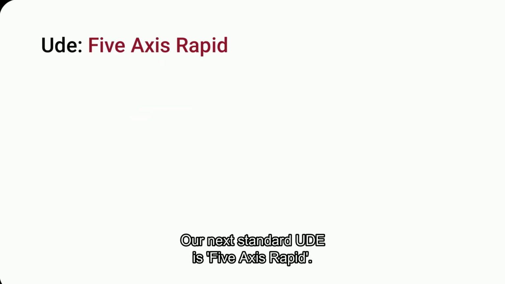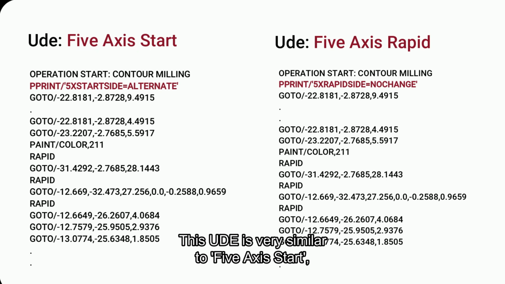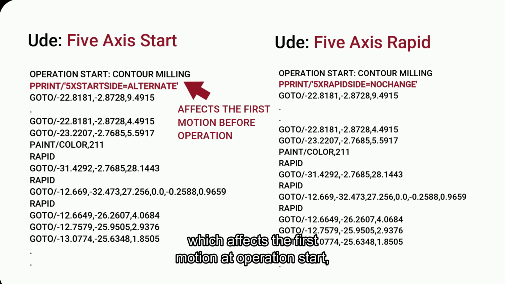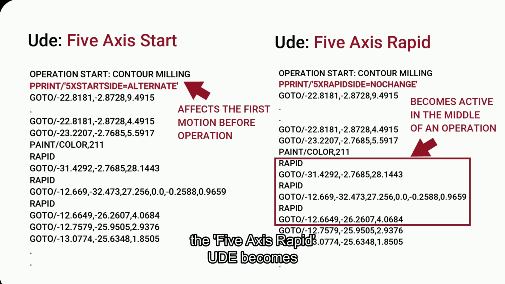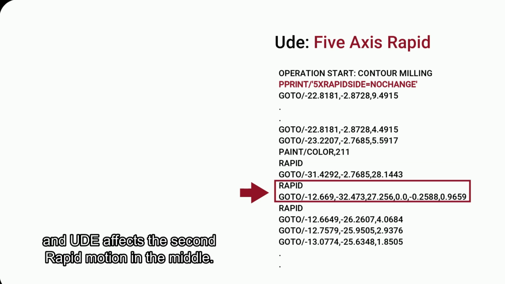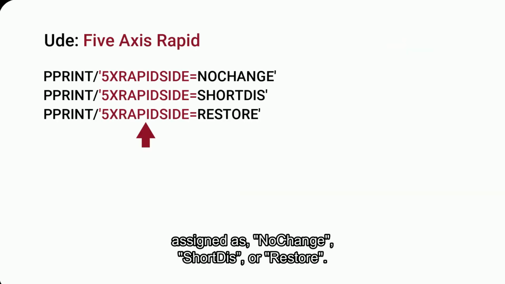Our next standard UDE is 5-axis rapid. This UDE is very similar to 5-axis start, but the main difference is that, unlike 5-axis start, which affects the first motion at operation start, the 5-axis rapid UDE becomes effective in the middle of the operation. This UDE only becomes active in the middle of an operation when 3 rapid motions are in a row, and UDE affects the second rapid motion in the middle. This UDE accepts one parameter that can be assigned as no change, short dis, or restore.